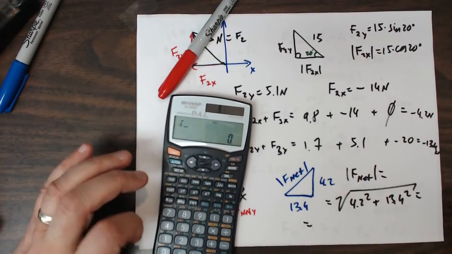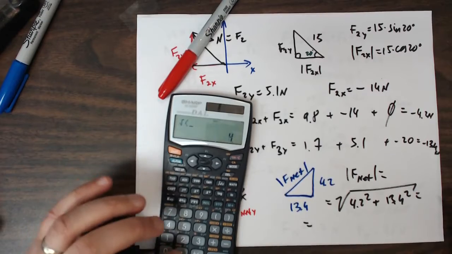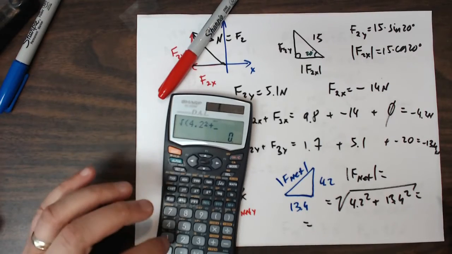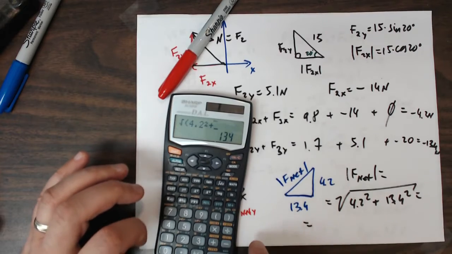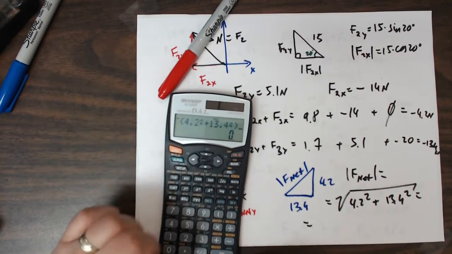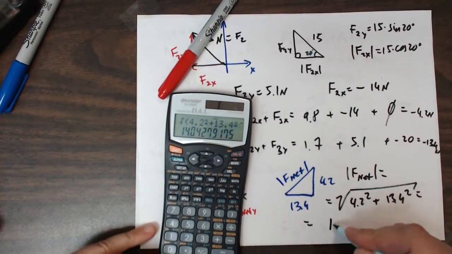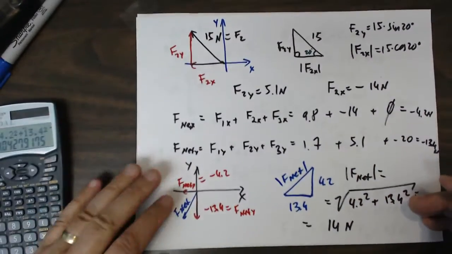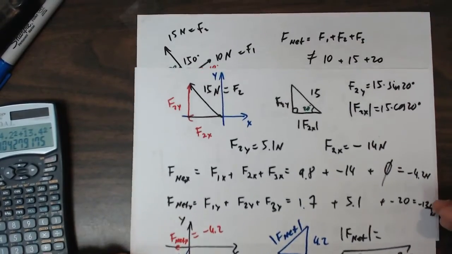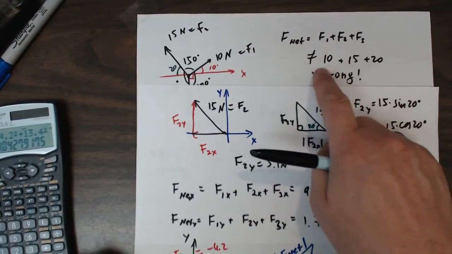square root about 14 newtons, which is again not equal to 10 plus 15 plus 20.